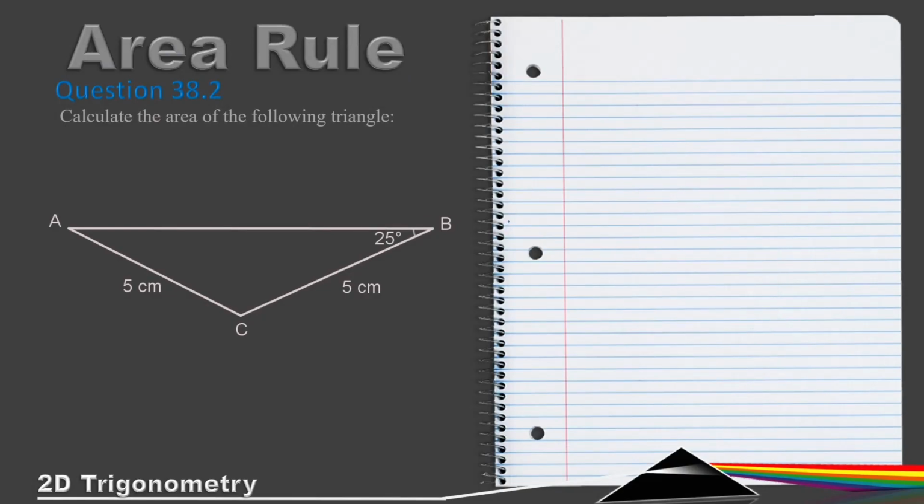Okay, for question 38.2, calculate the area of the following triangle. In this case, we do not actually have the included angle, but what we do have is the sides and this angle over here. Since the sides are equal, that gives us a way to find this angle, because when two sides of a triangle are equal, then the opposite angles will also be equal. So A will also be equal to 25 degrees, and our reason is equal angles opposite equal sides.